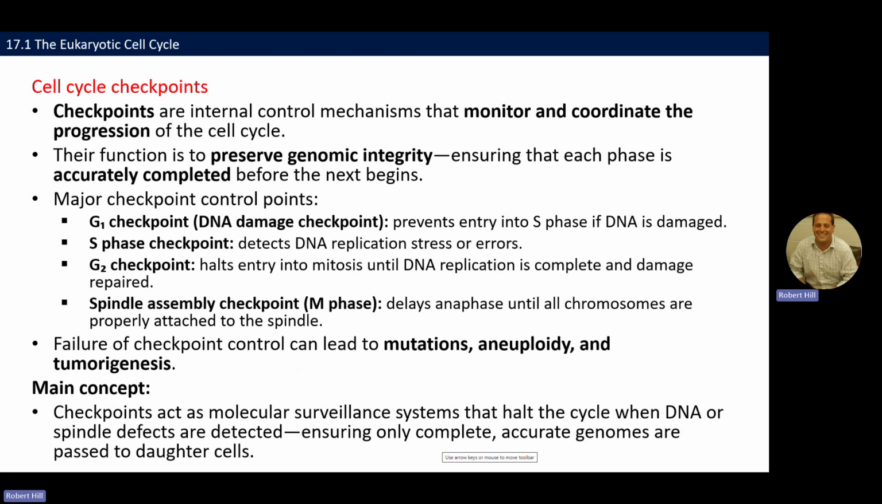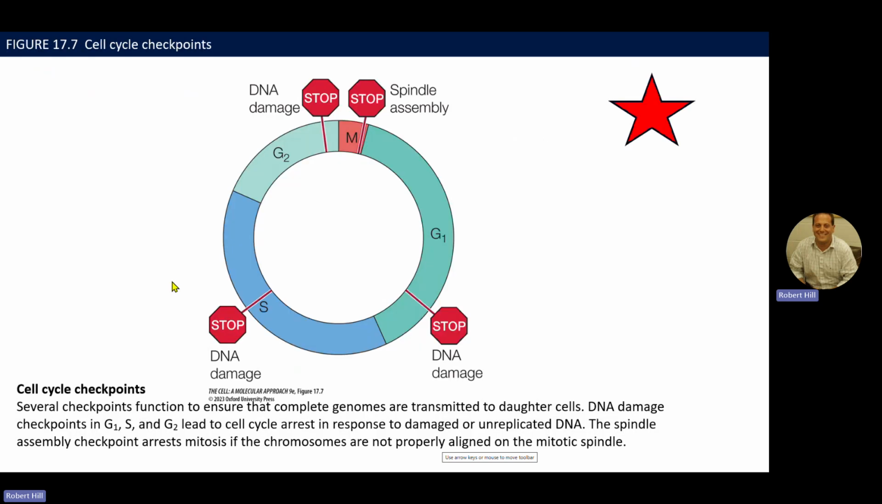If any checkpoint fails, the result can be mutated DNA, the result can be aneuploidy, or the result could be tumorigenesis. So, these checkpoints ensure that only intact, fully replicated genomes are passed to daughter cells. Now, the spindle assembly checkpoint, we're not going to cover a lot of information on that, and that's okay. That's really covered in the next section, 17.3, which we're not going to do.